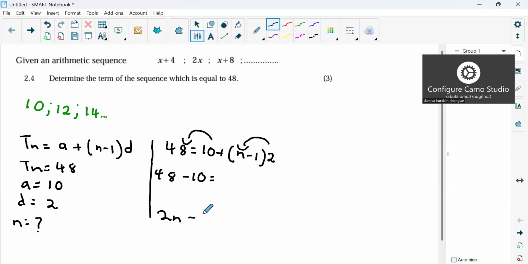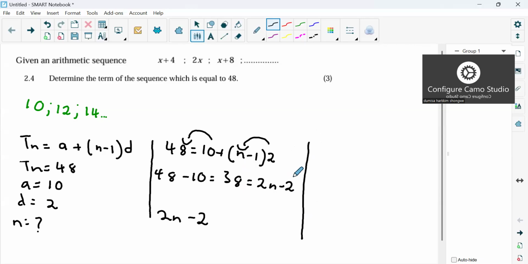Now, if you look at this, guys, I have 48 minus 10, which is going to give me 38, which is equal to 2n minus 2. Now, I'm still not done. I still want to get n as the subject. I'm going to take 2 to the other side. It's negative, and when it jumps the equal sign, it's going to become positive.